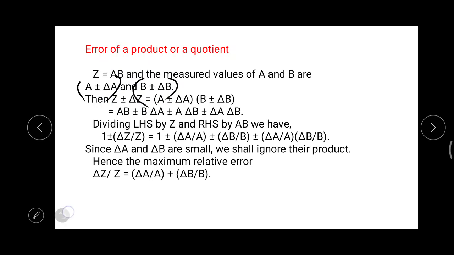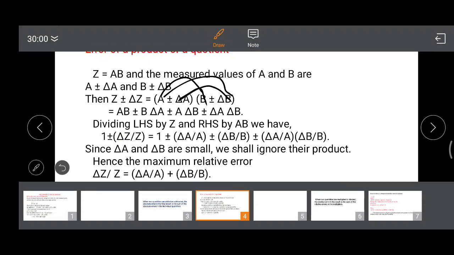So multiplication is happening, that means you are opening the bracket: a into b, ab, then a into delta b, then delta a into b, and afterwards delta a into delta b. Likewise the result will be equal to ab plus or minus b delta a plus or minus a delta b plus or minus delta a into delta b. Now you are going to divide both sides by z. That means z plus or minus delta z all divided by z will be equal to 1 plus or minus delta z divided by z.